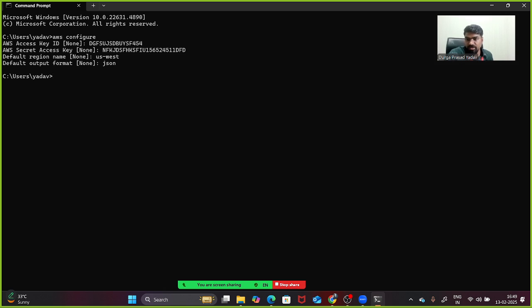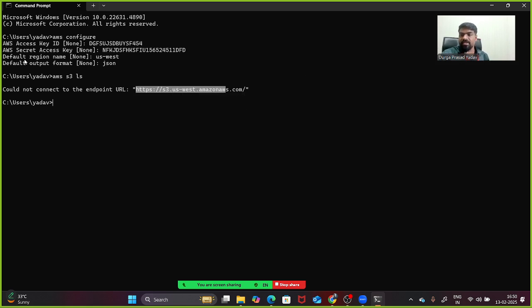If it logs in, it will take a few seconds, and after that you will be able to give commands. Let's say if you need to see your buckets, you can just write AWS S3 LS. It will list the buckets. Right now we did not connect, so you can see here it is saying could not connect to endpoint. If you connect, then you will be able to list your buckets here. You can perform all your activities over here. Is it clear, guys? Yes, sir.